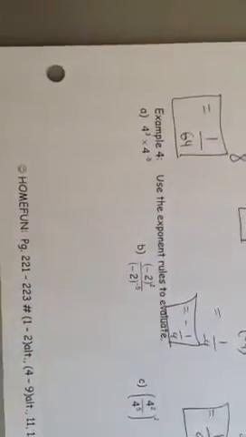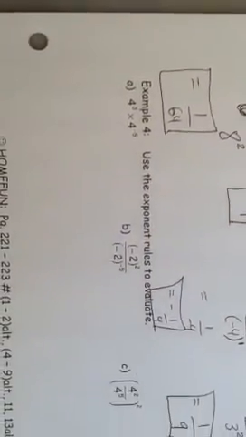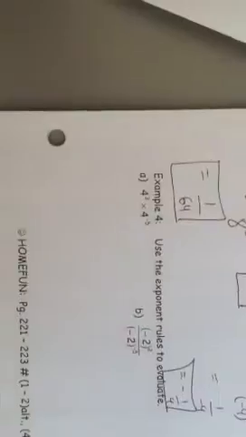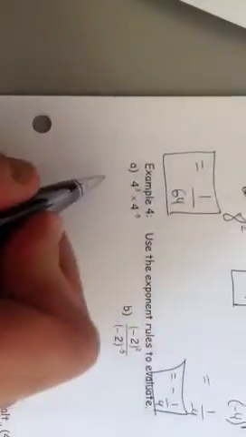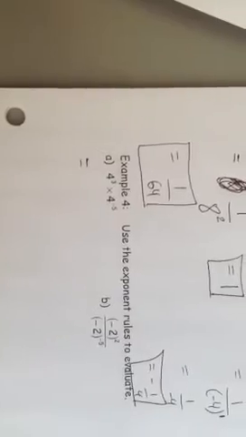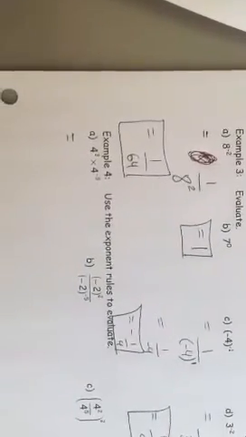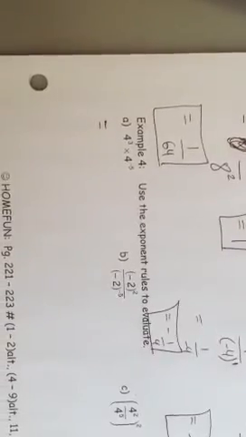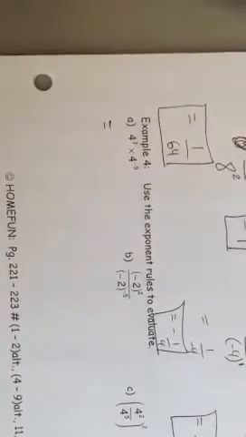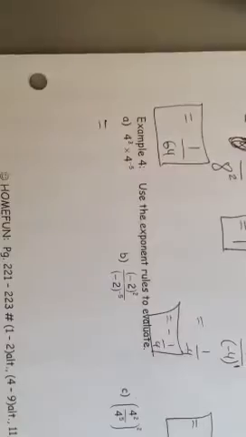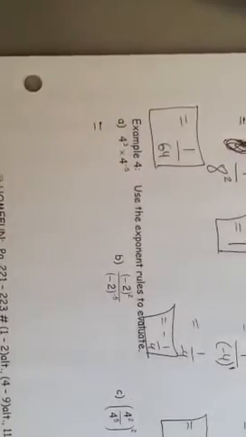And over here it says, example 4, use the exponent rules to evaluate. So in order to evaluate these things, I'm not going to start changing negative exponents to positive exponents and so forth. Only if I end up with a final answer that has a negative exponent do I ever change that. So the final answers cannot be written as negative exponents.